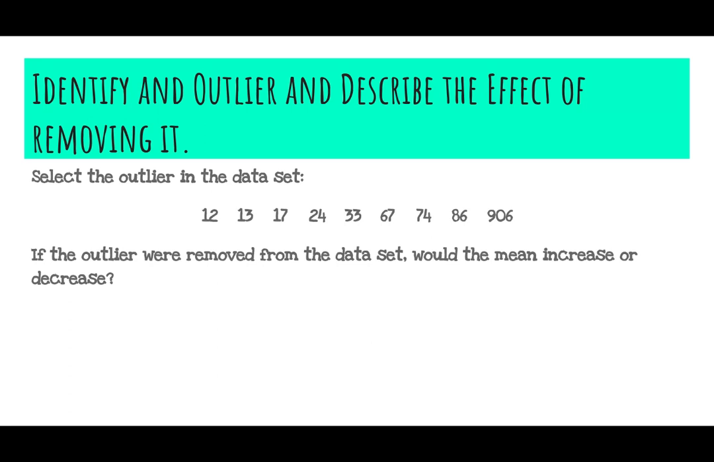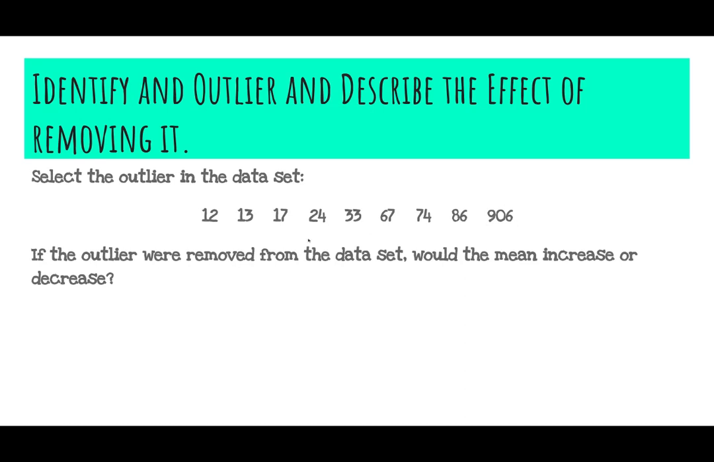So then my next question is, if the outlier were removed from the data set, would the mean increase or decrease? Remember that mean is average. So I want to know the average number of t-shirts that those students have. I want to know if it increases or decreases if I take that outlier out.